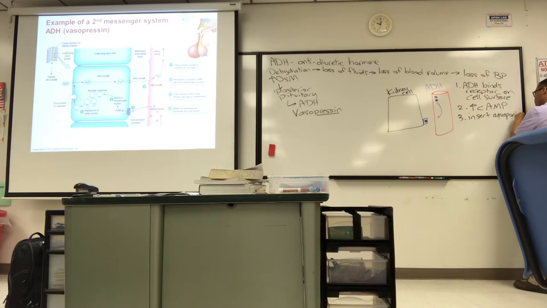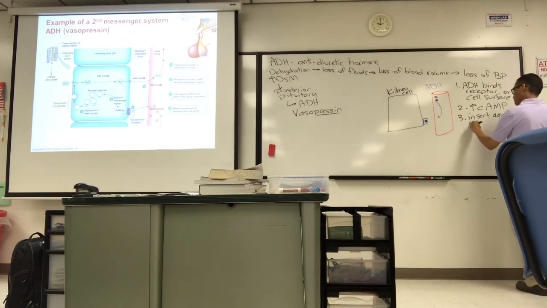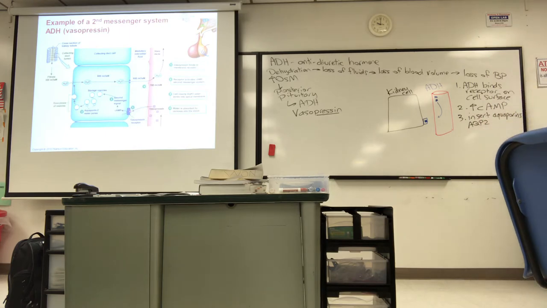aquaporins. Now there's different ones, like 1, 2, 3, 4. This is aquaporin number 2. It's abbreviated AQP2. Okay, insert aquaporins in luminal membrane.